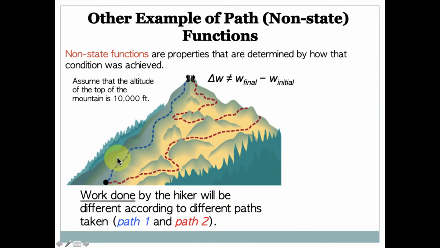So for non-state functions, the work done by the hiker will not be the same if he chooses to take different paths. For example, the work done by the hiker will not be the same when he took path 1, and the work done by the hiker will not be the same if he chooses to take path 2.